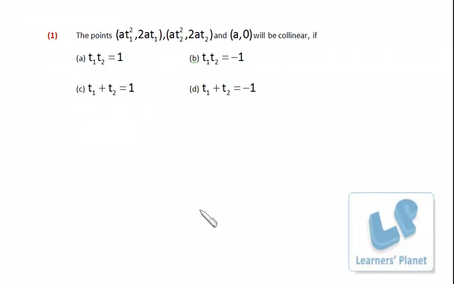Here we take a question on the same concept. The 3 points, this and this will be collinear if. Now I assume the 3 points to be A, B and C. Right? Now what you can do, you can just equate the slope, right? I take the slope of AC and slope of BC, right? Because C is very simple, A is 0. So slope calculation will be very easy. So slope of AC should be equal to slope of BC, right?